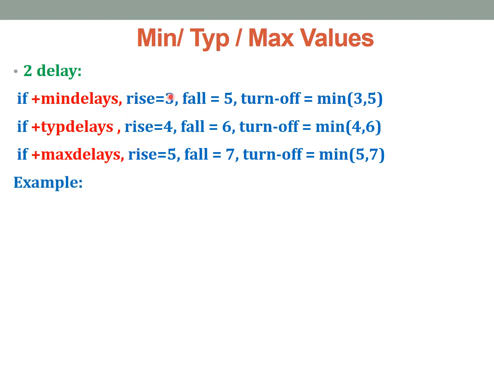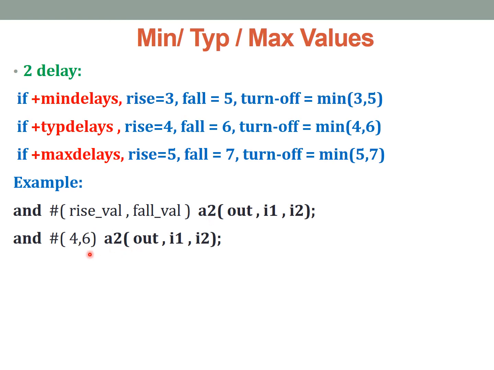So this tells the rise time can be minimum 3, typical 4 and maximum 5. Similarly, the fall time can be minimum 5, typically 6 and maximum 7. So we are specifying these two values, but the turn off will not be specified. We know that the turn off will be the minimum of the rise and the fall time value. So when we specify two delays, we just mention the rise value and the fall value and we instantiate the gate. So this was the example we had taken earlier, 4, 6.